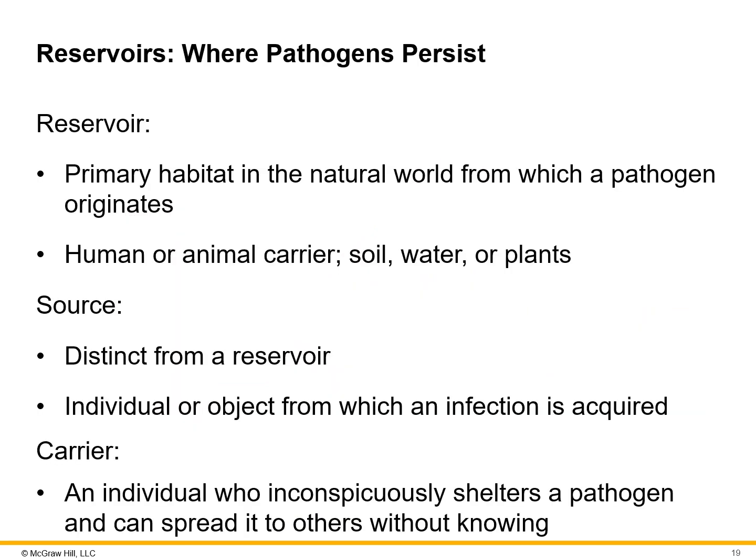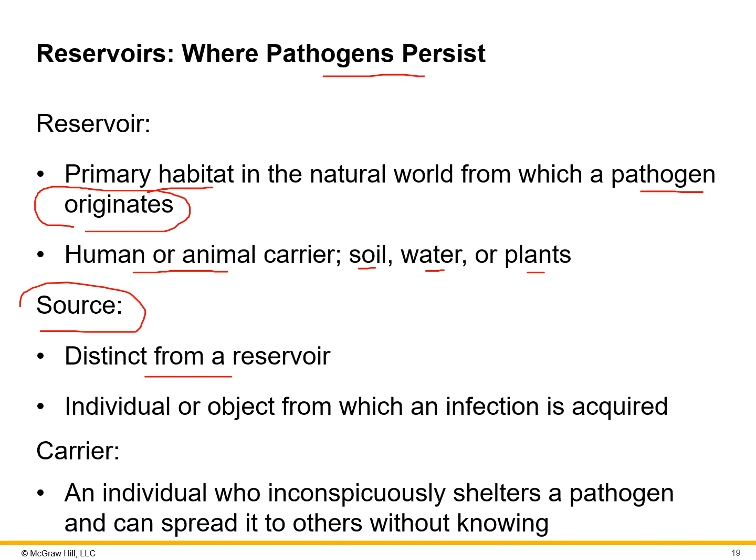Next, talking about reservoirs, this is where pathogens can exist or remain for long times. It's the primary habitat where the pathogen originates. So where does it actually come from? There can be human or animal carriers, where they're transmitted between humans and animals, or it can originate from soil. They can be waterborne. They can come from various plants as well. The source is distinct from a reservoir, so that's different.